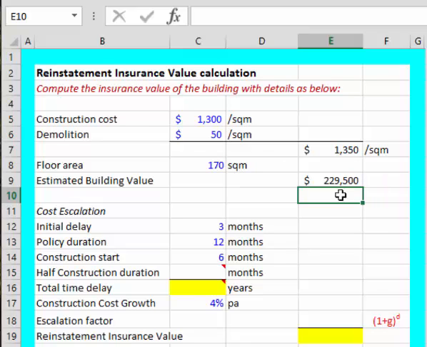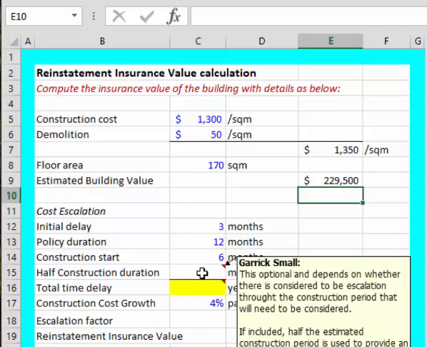Now we take into account also our time delays, our cost escalations, as we mentioned earlier. Here are the list of the likely delays. So we're talking about an initial delay of 3 months. That's fairly normal because your valuation is considered to be valid for 3 months. You'll have a 12-month policy. You'll have maybe 6 months to the point where you actually start construction.